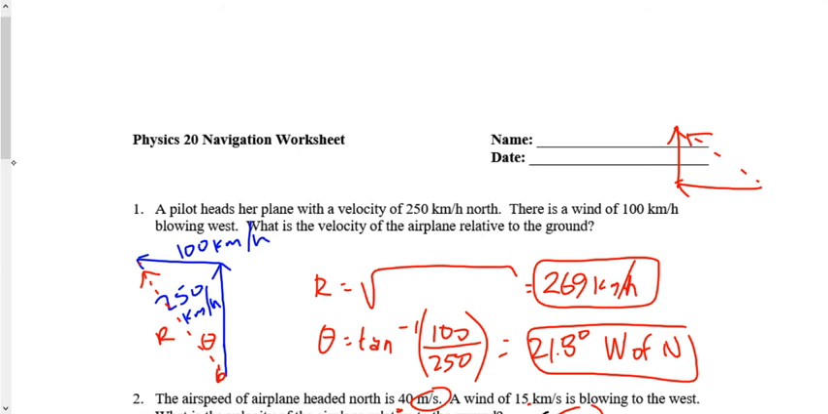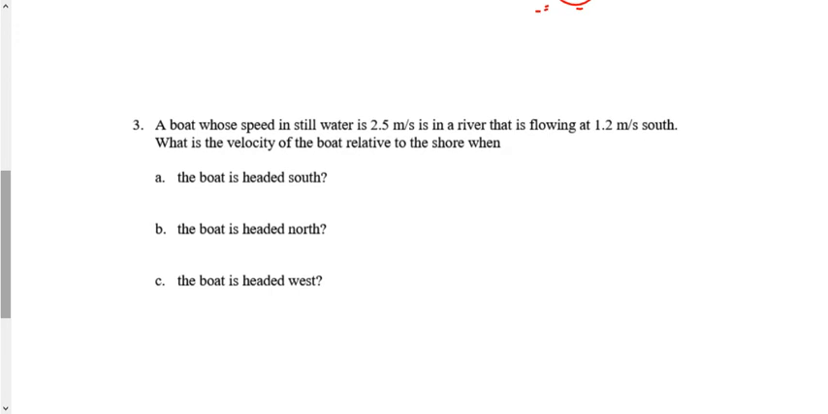Number 3 says, we got a boat whose speed in still water. This is like the airspeed of an airplane, right? This is how fast the airplane or the boat can go in the absence of a river current. This isn't the actual motion of the boat unless there's no current. Okay, this is something that contributes to the motion of the boat. So we're going to make this a solid line vector.